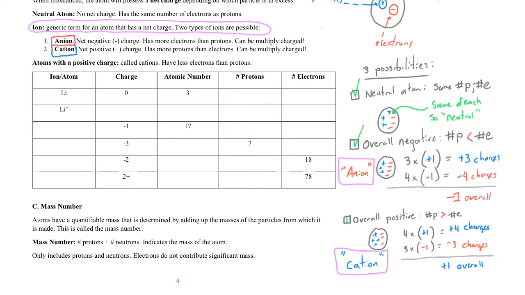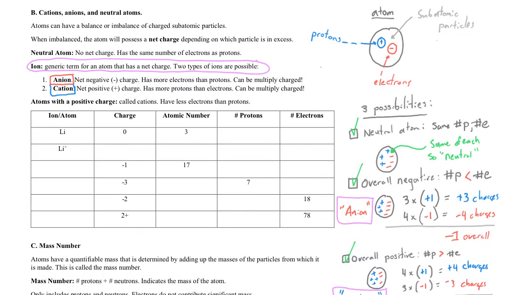So let's review. Anions are atoms that have a negative charge. This happens when we have more electrons than protons in the atom. A cation is an atom that has a net positive charge. That happens when we have more protons than electrons. In either case, we can have a multiply charged ion. So for example, we could have a -1 ion, or a -2 ion, or a -3 ion, and so on. That also happens on the positive side. We could have a +1 cation, +2 cation, +3 cation, and so on.